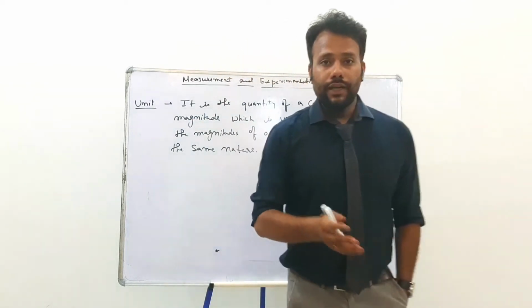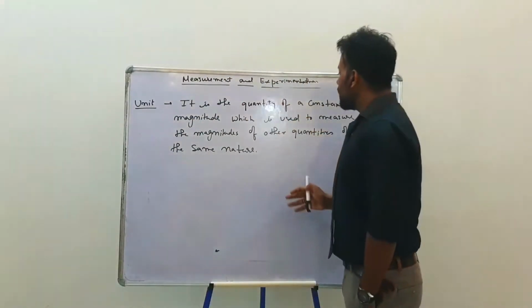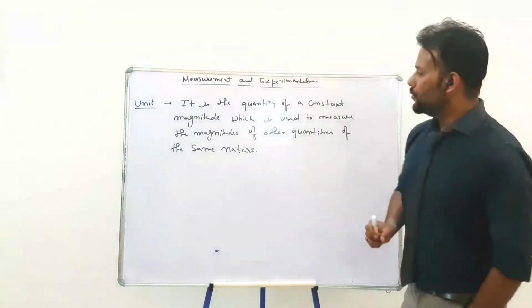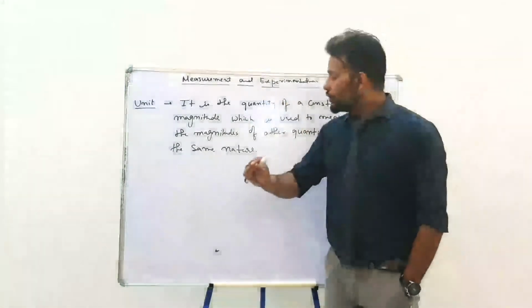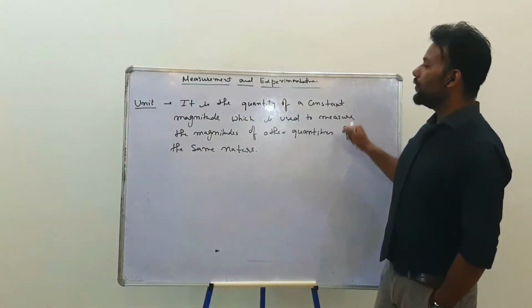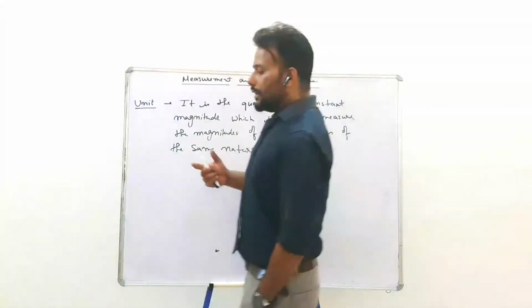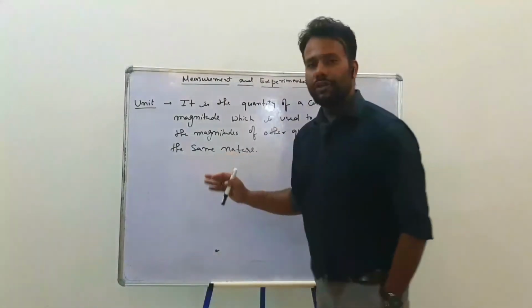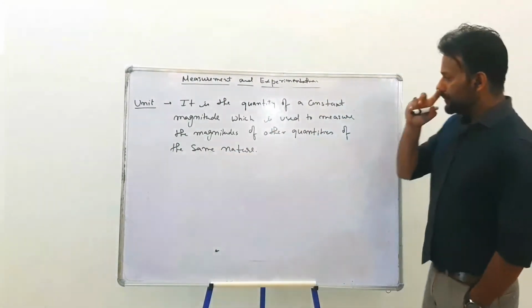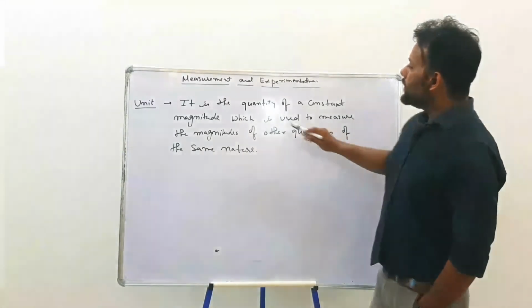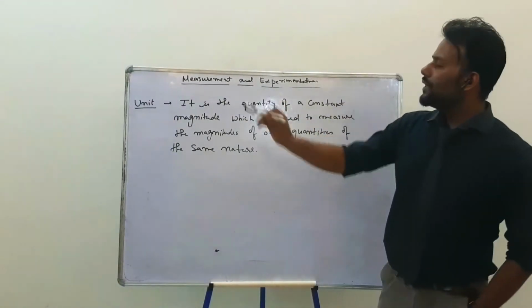What is the definition? It says, it is a quantity of a constant magnitude which is used to measure the magnitudes of other quantities of the same nature. Now again, let's break this definition and understand it part by part. It says, it is a quantity of a constant magnitude.